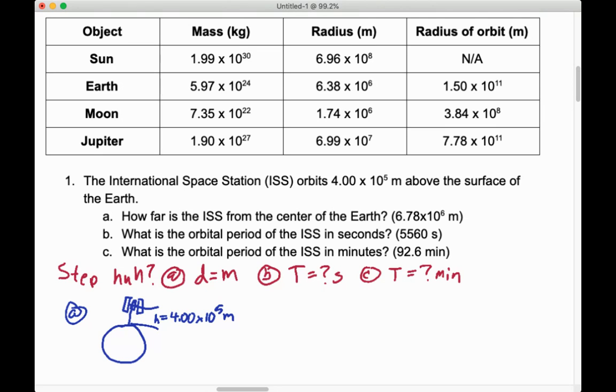And the question we're looking for is how far is the ISS from the center of the Earth? So there it is above the surface. And what's the distance to the center? Well, it's going to be that height we just found plus this distance here, where this distance here is the radius of the Earth. So radius of Earth is equal to 6.38 times 10 to the 6th. So that's the radius of the Earth.